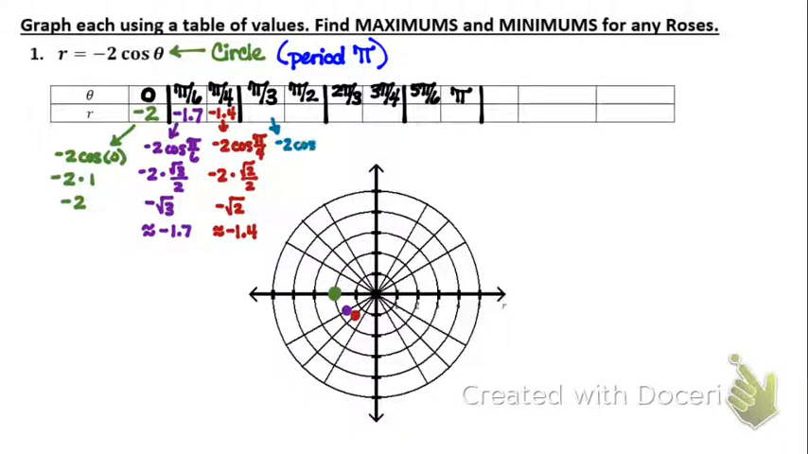Negative 2 cosine of pi over 3. What is cosine of pi over 3? 1/2. So this gives me what as an output? Negative 1. So right here. What's cosine of pi over 2? 0. So the output here is just 0. I'm going to land right on the origin.